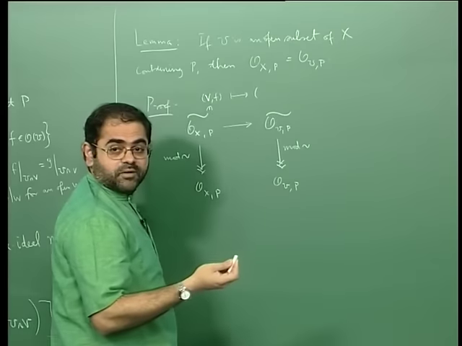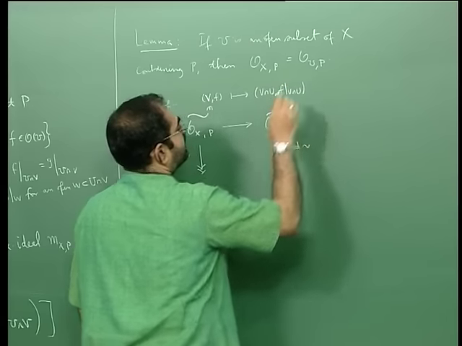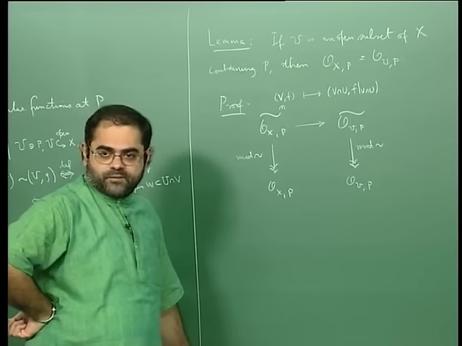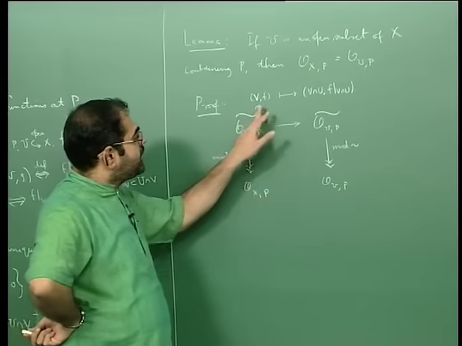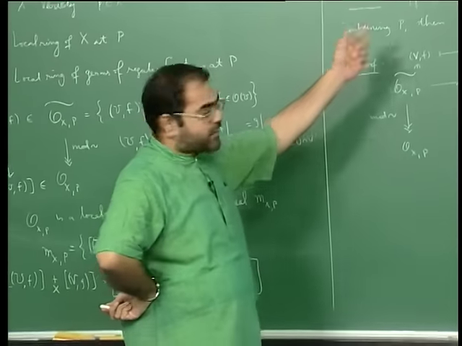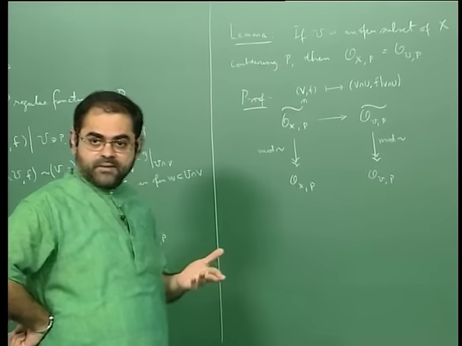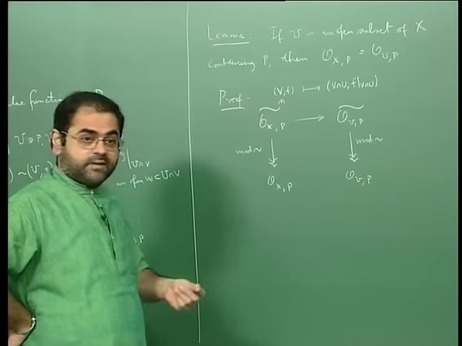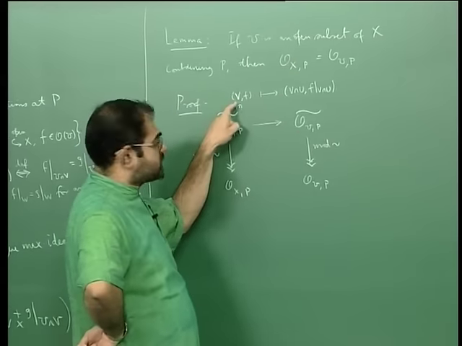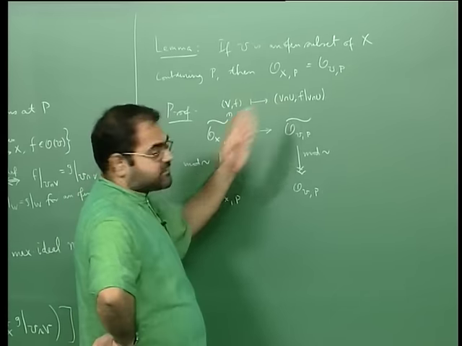Now, I can simply restrict it to V intersection U. I can take (V intersection U, f restricted to V intersection U). Restriction of a regular function to an open set continues to be a regular function, because the notion of a regular function is local. Then the second thing is that any two non-empty open sets will always intersect because of irreducibility. All our varieties are irreducible, so any non-empty open set is dense. That is the coarseness of the Zariski topology. So there will always be an intersection, and of course the intersection will contain the point P, because P is in U and P is also in V. So this is a well-defined map.